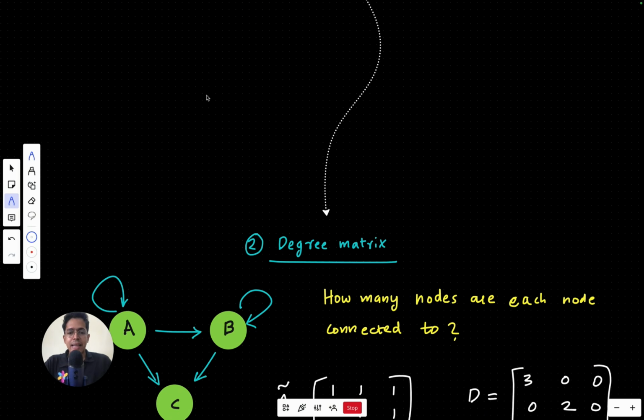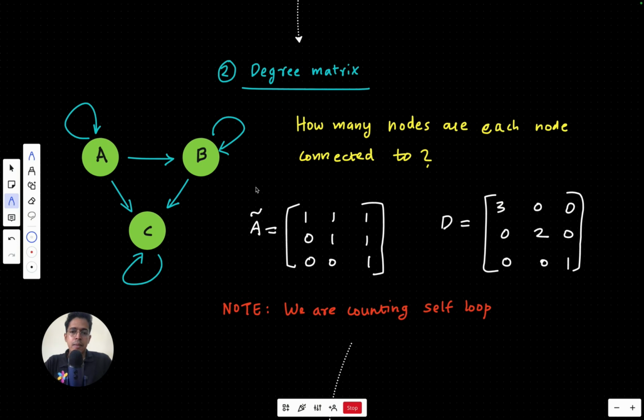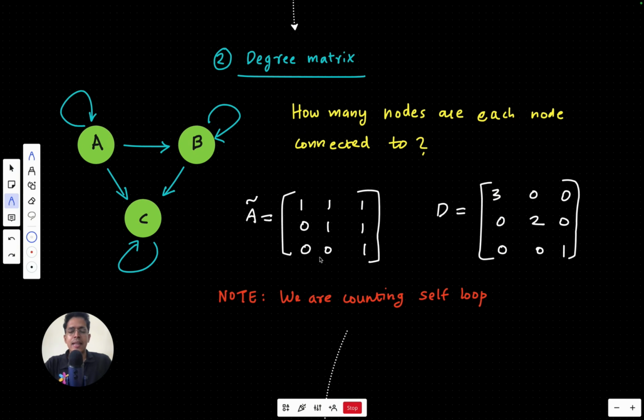Now comes the second step. In the second step, we define something called the degree matrix. Degree matrix is very simple. So this A tilde is the modified adjacency matrix with self loop, right? This was not the original adjacency matrix. This is the original adjacency matrix plus I added to it. Degree matrix D is nothing but the number of connections that are going from each node. And here we will be counting the self loop edge also.